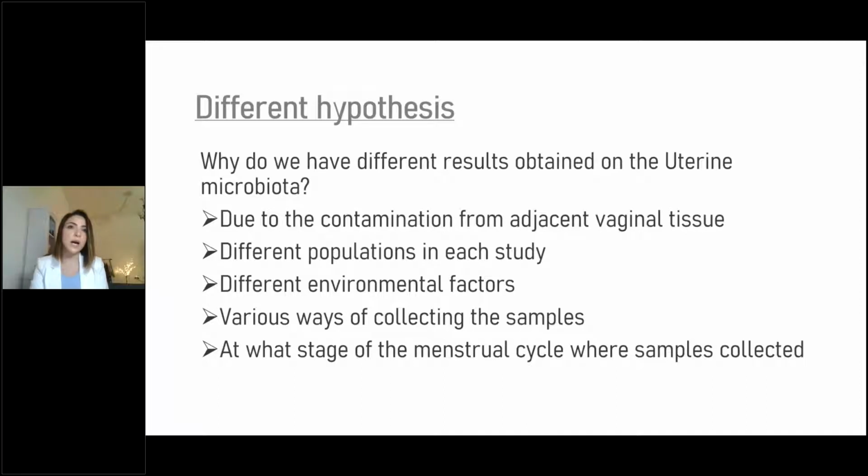Now, why would you have a lot of different hypotheses regarding the same topic? Well, here are some reasons, and I'm sure there's 100 more. It could be due to contamination from adjacent vaginal tissue, because of different populations in each study, different environmental factors, and various ways of collecting the sample. A very important thing too is at what stage of the menstrual cycle were the samples collected.